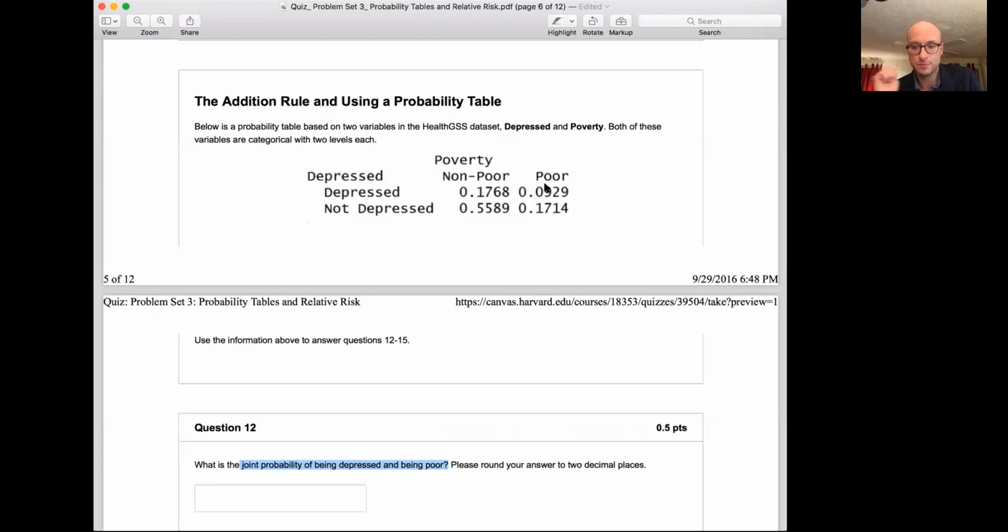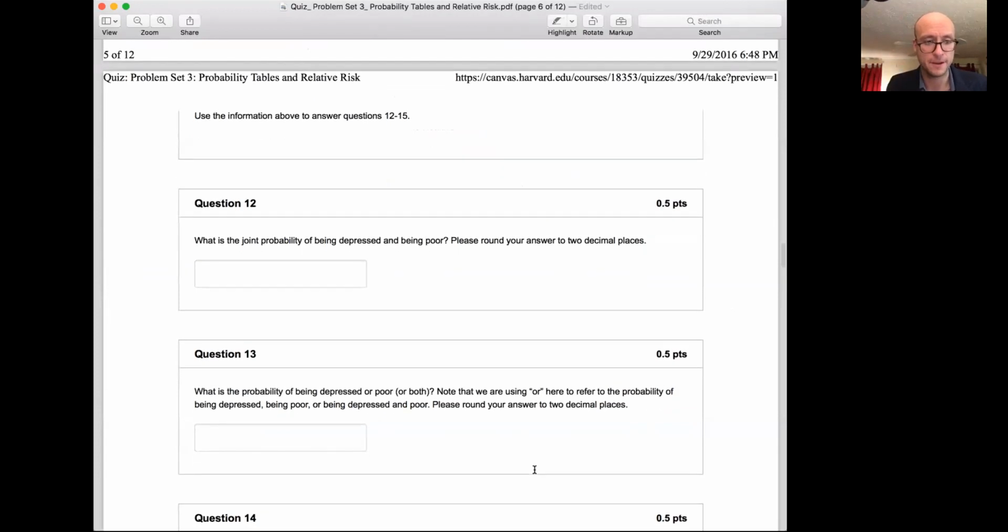But when we talk about joint probability, if you know anything about SQL, that's kind of a database management system. I always think of SQL when I think of joint probabilities. You're thinking about the intersection of a row and a column. What do you find there? I'm not that big on database management, but there you go. What is the probability of being depressed or poor or both? Okay. Notice that we're using or here to refer to the probability of being depressed, being poor, or being depressed and poor.